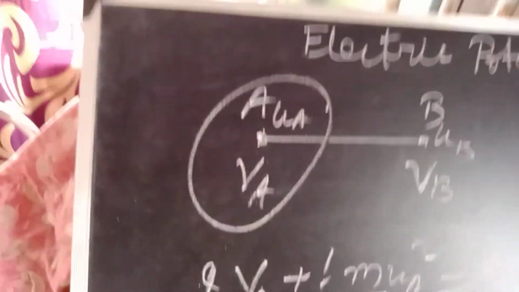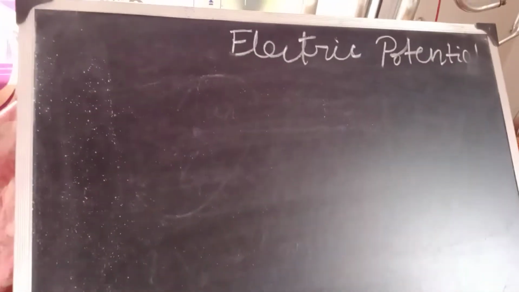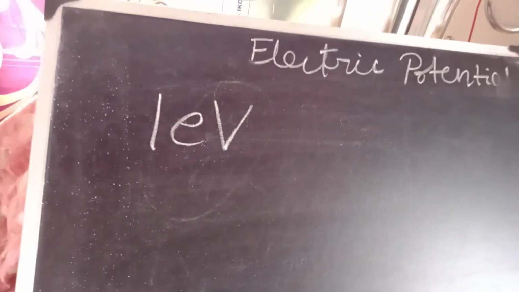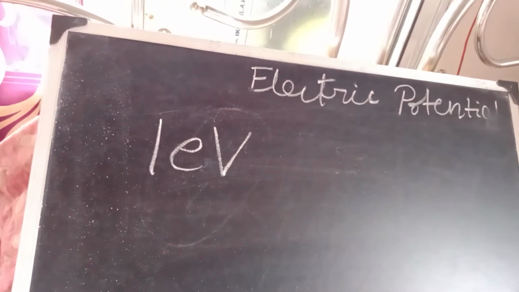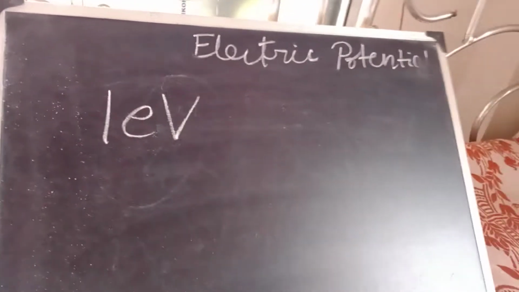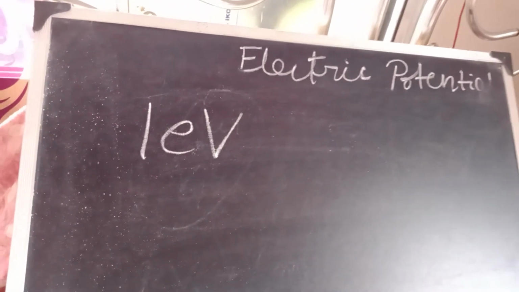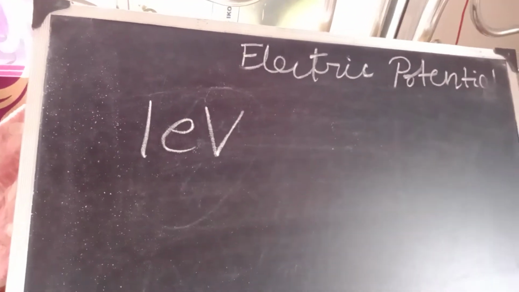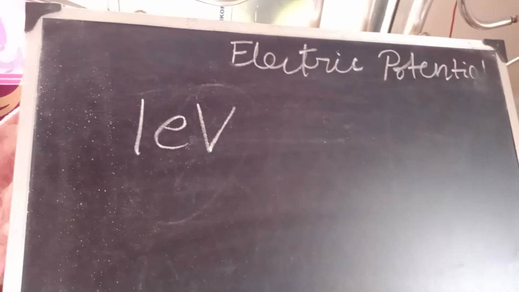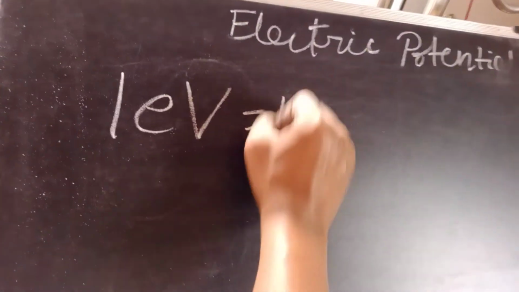Actually, as we have already read, the unit of potential is the volt. There is another unit of potential, called the electron volt, 1 eV. That is, if we take an electron to move through a potential difference of 1 volt, then the energy stored on that electron will be 1 eV.